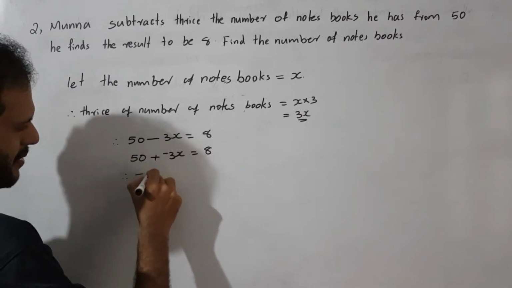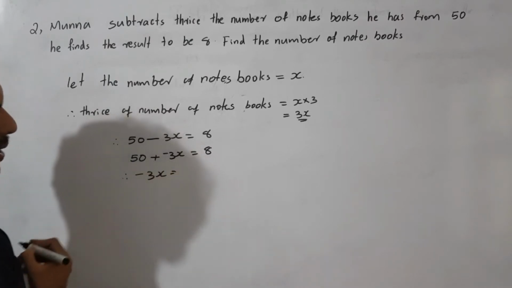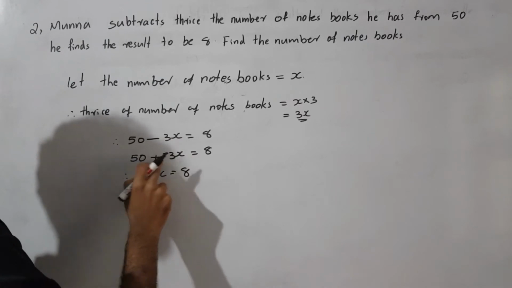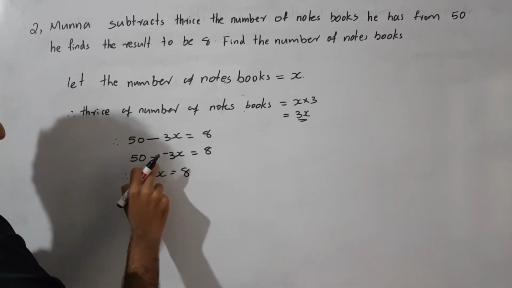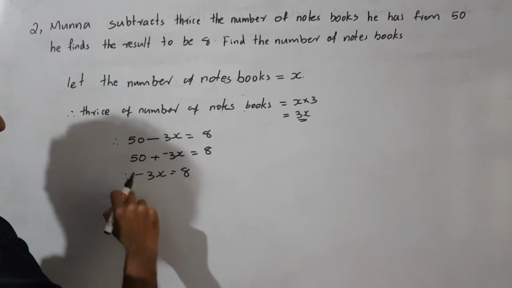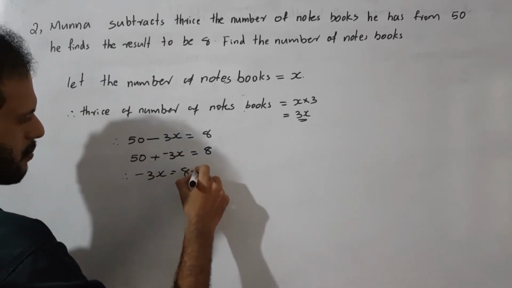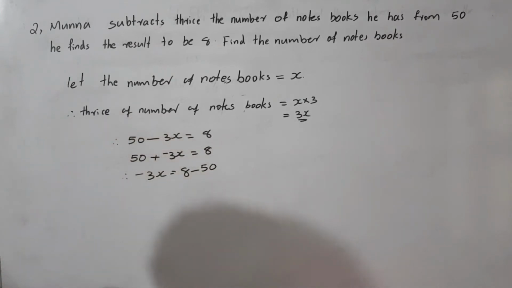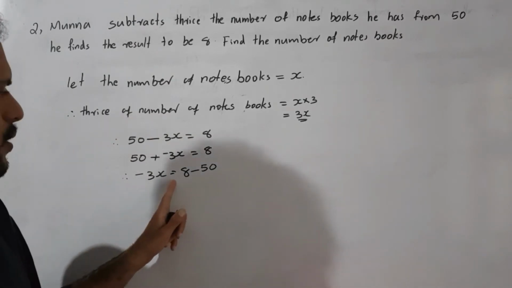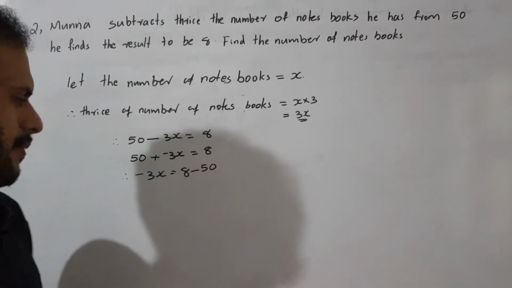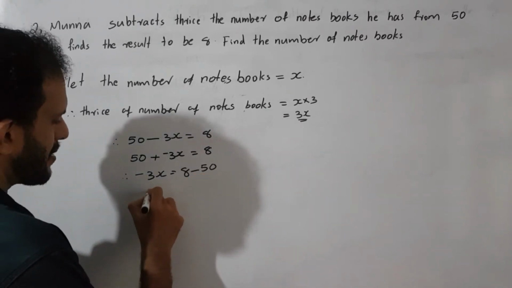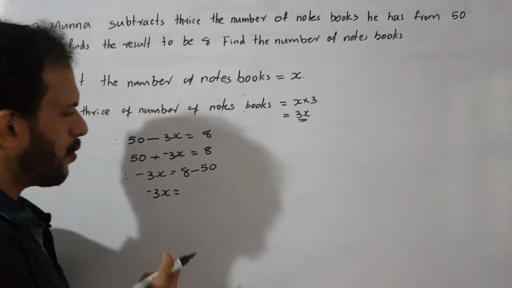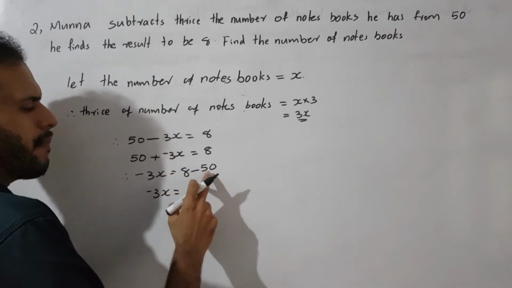Therefore minus 3x is equal to, which one do we write first? 8. Then what do we do with 50? Minus 3x is on the LHS, and 50 is plus there. At the time of transposing it becomes minus 50. This is clear. Then minus 3x is equal to 8 minus 50. Therefore minus 3x is equal to, what is 8 minus 50? Then we know we are subtracting a bigger number from a smaller one.